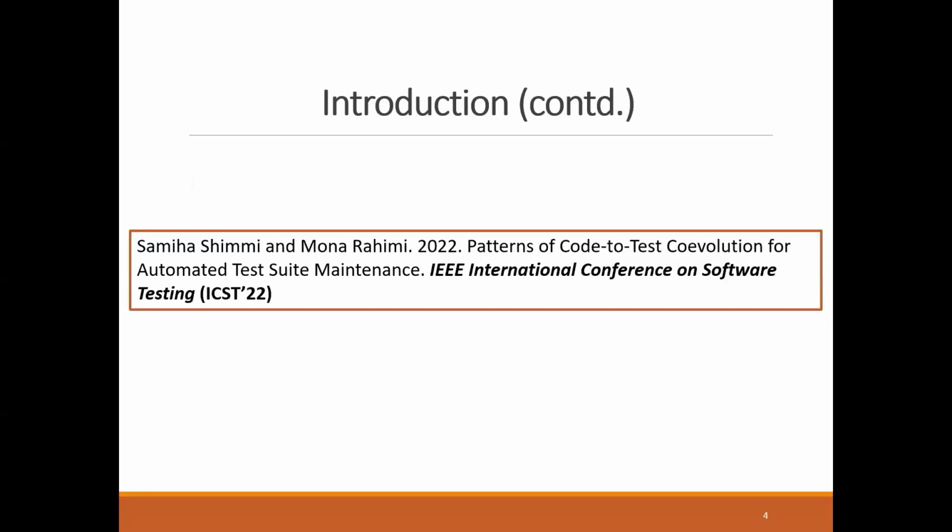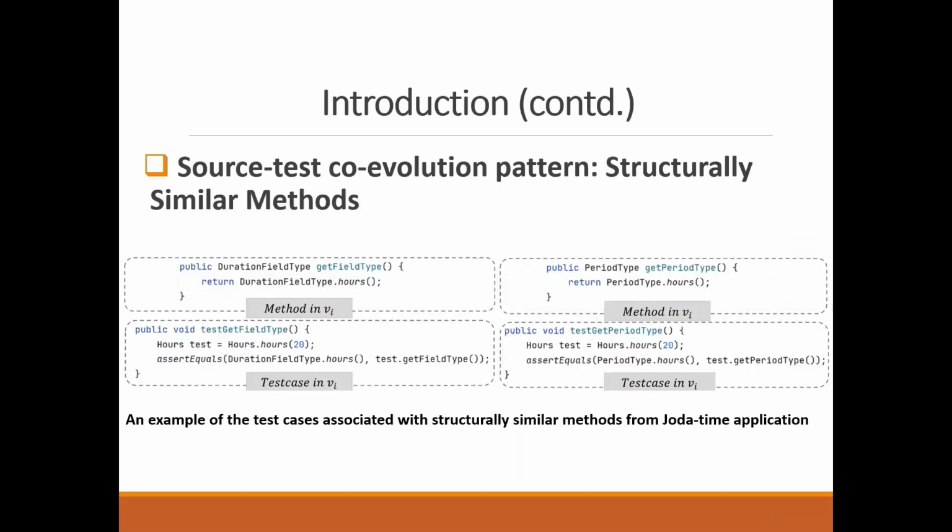This paper is based on our previous paper, Patterns of Code to Test Co-Evolution for Automated Test Suite Maintenance. In this work, we documented 4 major co-evolution patterns between source code and test code. And in the current paper, we automated one of the patterns we found in that paper. This was our observation in the previous paper.